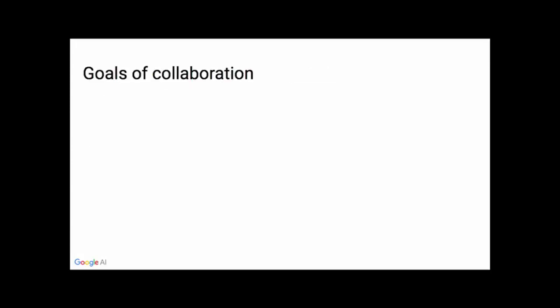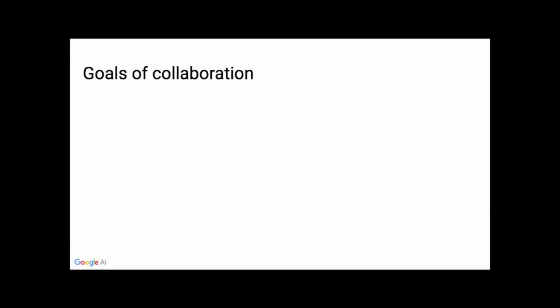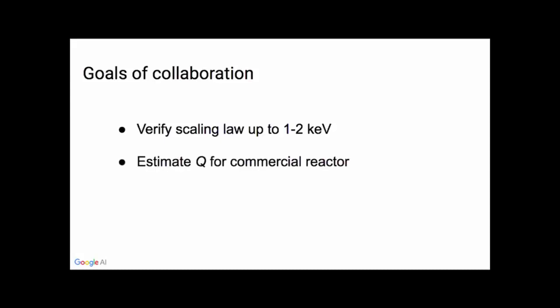So we're collaborating with TAE, and we have two main goals. The first goal is we're helping them with computer science to try to verify that scaling law. Remember, they've only verified it up to about 1 million Kelvin. We really need to verify it up to tens of millions of Kelvin, so about 1 to 2 kiloelectron volts. And then once we verify that scaling law, we really want to estimate that Q for the commercial reactor. In other words, we're trying to estimate, is this actually going to be able to displace fossil fuels or not?